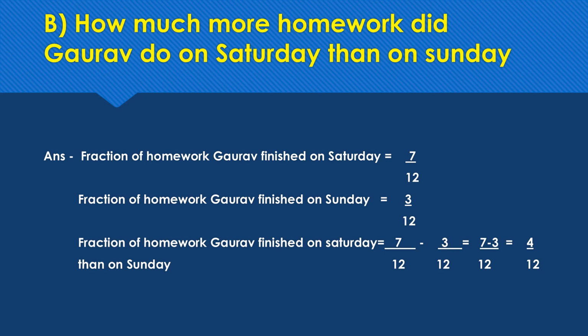So fraction of homework Gaurav finished on Saturday than on Sunday, how much extra he finished on Saturday than on Sunday is 7/12 minus 3/12. Since the denominators are same, you simply subtract the numerators. That is equal to 7 minus 3 divided by 12, which gives us 4/12. So the answer is 4/12 he finished on Saturday than on Sunday.